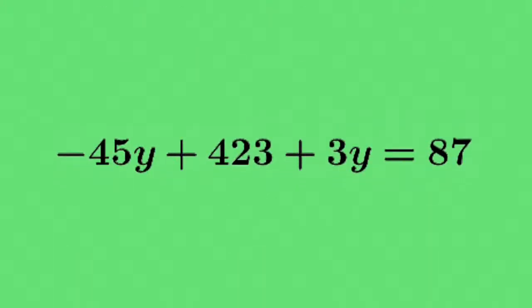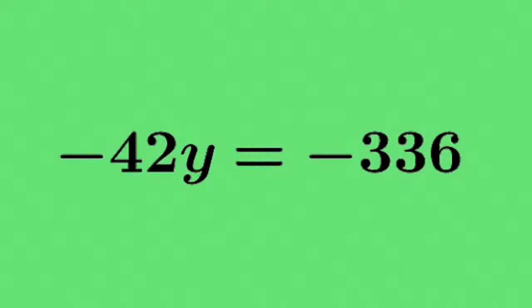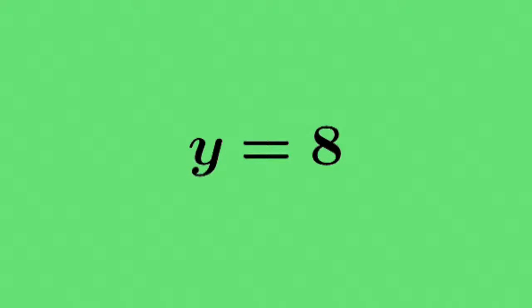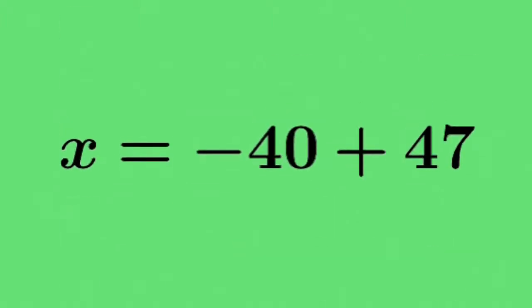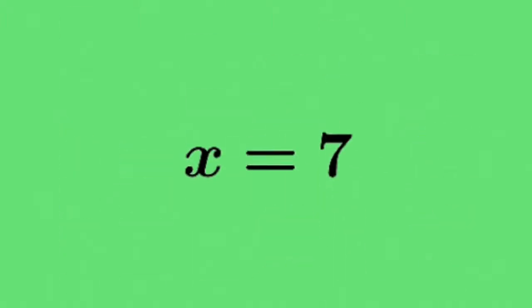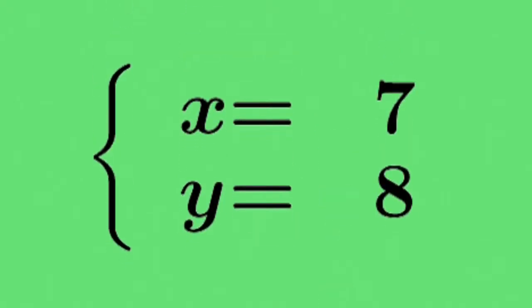After distributing the 9, combining the y variables and subtracting the 423 from both sides, and finally dividing both sides by negative 42, we find that y is equal to 8. We will use this value in the original equations to find x. Since x was equal to negative 5y plus 47, we replace y with 8 and then simplify to solve. 5 times 8 is 40, and negative 40 plus 47 is 7. Thus we have our final solution, x is equal to 7 and y is equal to 8.